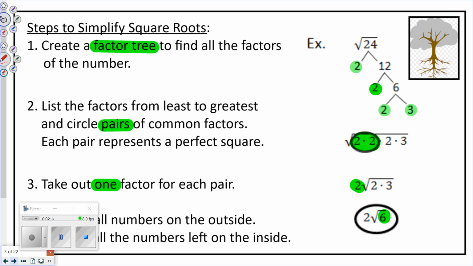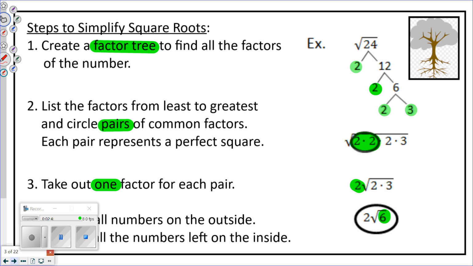All right. So step 1, you are going to create a factor tree to find all the factors of the number. So for example, we started with radical 24. First thing though, make sure when you're starting to simplify these that it's not a perfect square right from the start. I hate when people are like radical 36 and they start making their factor tree on it. What's the square root of 36? 6, right? It's okay. If it's perfect, then just go from there. But if it's not perfect, we do our factor tree.